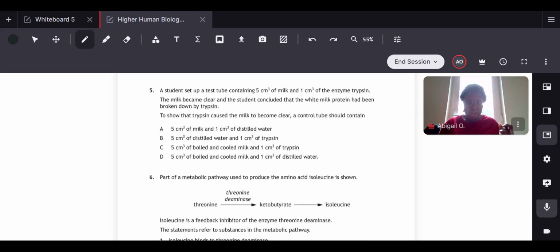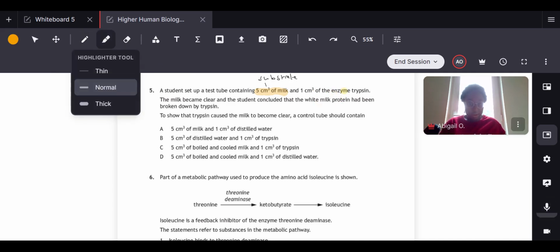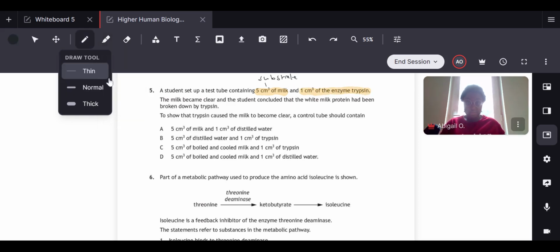Sometimes as well, they might include an inhibitor, and it's also really important to recognize what in your question is your inhibitor. So there's no inhibitor here. So we're going to first think, right, what's the substrate? Well, we're trying to break down milk. We're trying to break down 5 centimeters cubed of milk. So this milk is going to be our substrate. The enzyme that we're working with is trypsin, and we've got 1 centimeter cubed of our enzyme trypsin. So we've got our substrate and we've got our enzyme.